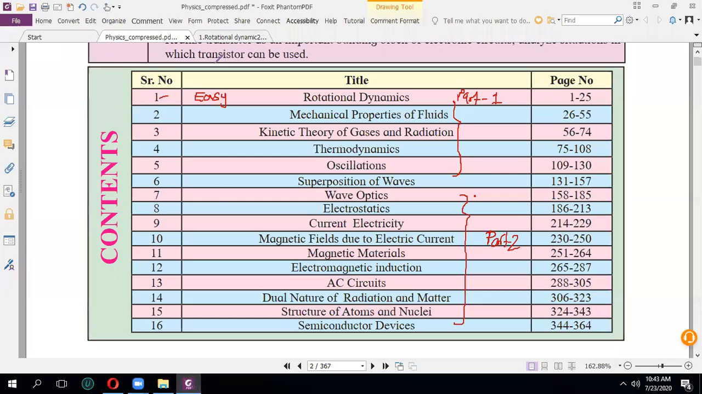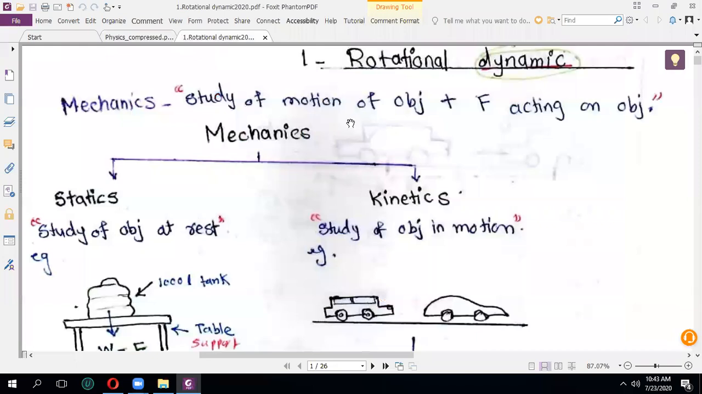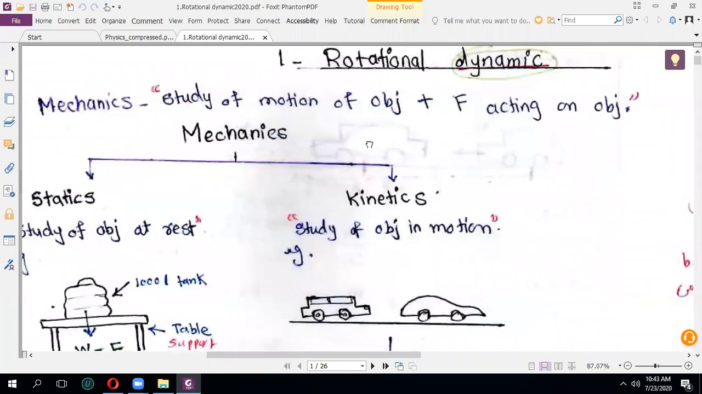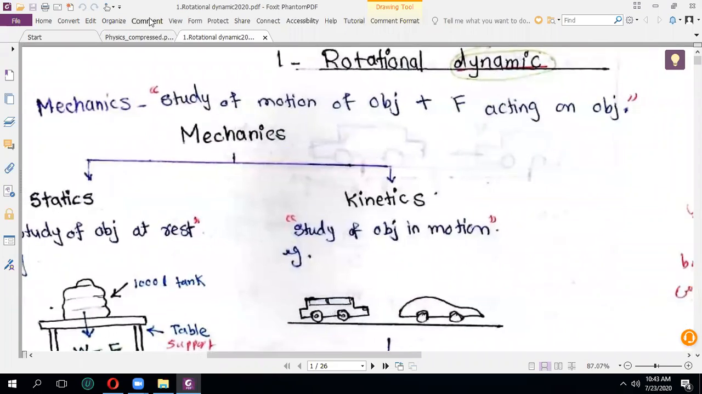So again, we are revising what we did last time. Last time we did the introductory part, so again I'm repeating that introductory part. Okay, if you forget, you can ask me.